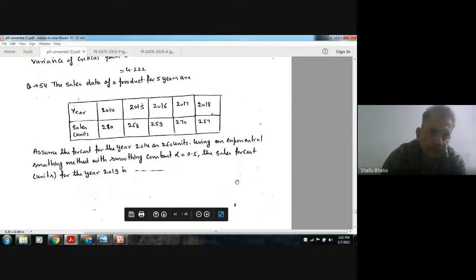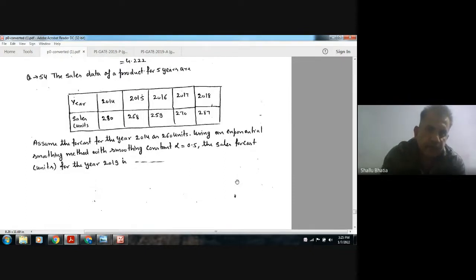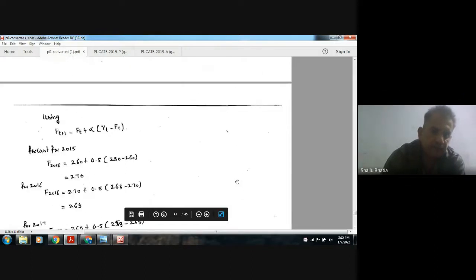Next question. The sales data of a product for 5 years are: year 2014, 2015, 2016, 2017, 2018, with sales 280, 268, 259, 270 and 287. Assume the forecast for the year 2014 as 260 units. Using the exponential smoothing method with smoothing constant alpha as 0.5, the sales forecast for the year 2019 is?